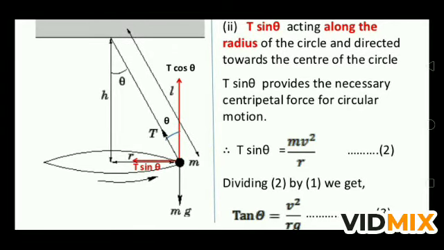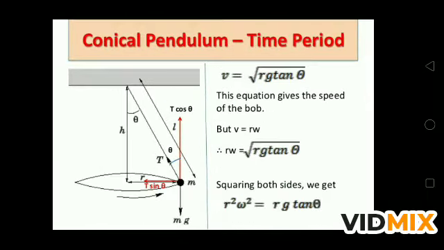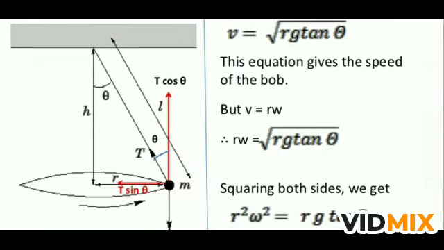Sin upon cos is tan. If you solve in your copy, then you will get tan theta is equal to v square upon rg. This is the third equation. From this, what is v? v is under root rg tan theta. This is the linear velocity.